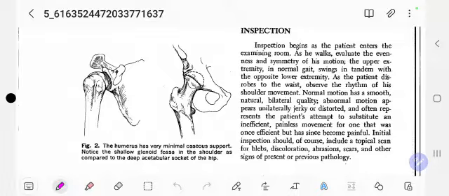So all the dynamic stabilizers are of very much importance. They are the muscles, ligaments, capsule, and all other soft tissue structures which help in shoulder stability, as the humerus is hanging from the shoulder joint, from the glenoid.